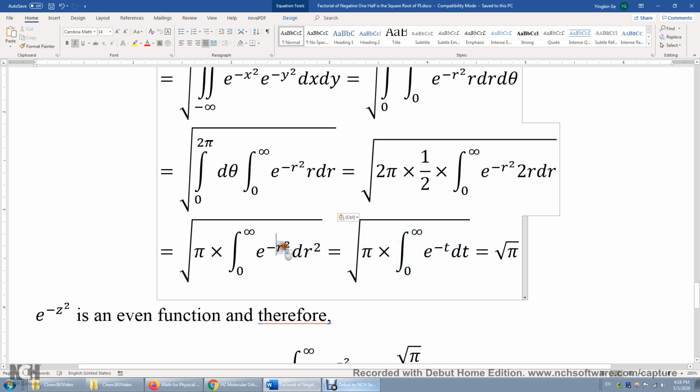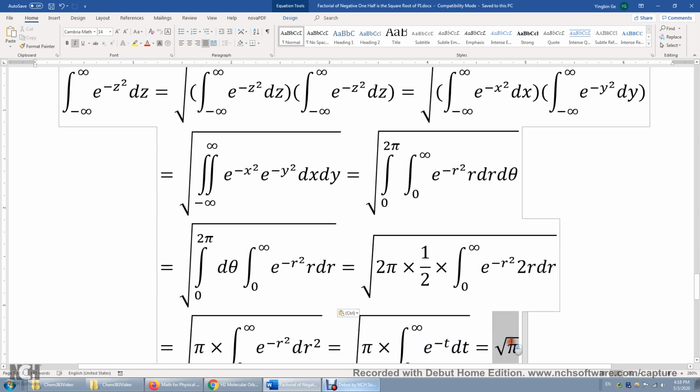And then we do variable substitution. We set t to be r squared, and then we get this simple e to the power of negative t times dt. This is a very simple exponential function. The integral of this is negative e to the power of negative t. And then we have the lower bound and upper bound. You plug them in, you get just 1 as the value of this integral. And therefore, the result is the square root of pi. And don't forget this.